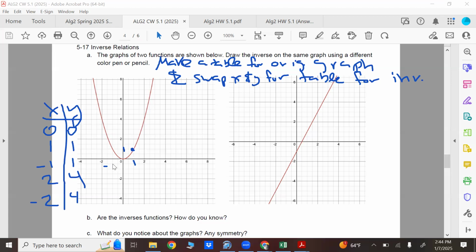Right? All right, so now what I want you to do is swap. Swap the columns. So you have 0, 0 still, 1, 1 still, but now you have 1, negative 1, 4, 2, and 4, negative 2.